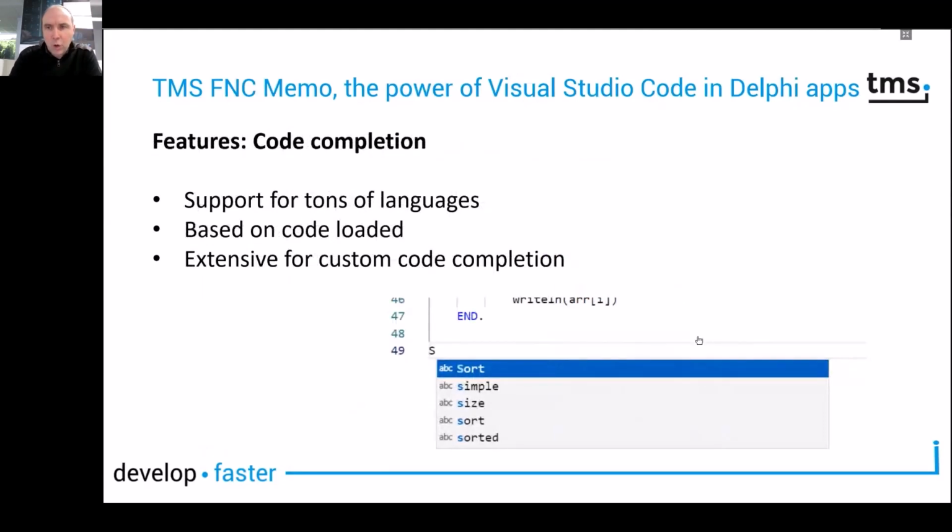Let's briefly go over the main features. So obviously there is some support for code completion, and that is applicable to multiple languages. So there are a lot of programming languages supported from the Visual Studio Code IDE, and these are also surfaced, exposed in our FNC Memo components. We'll have a look at that in a moment.